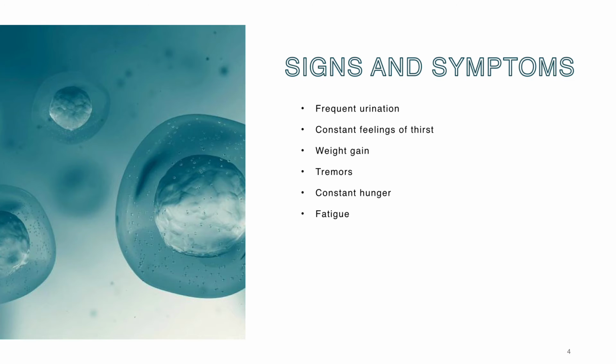So what are some signs and symptoms of type 2 diabetes? Frequent urination, meaning you feel like you have to go to the bathroom more often than you think, several times throughout the day. Constant feelings of thirst, whether that be dry mouth or you just notice yourself constantly drinking throughout the day more than you would normally.